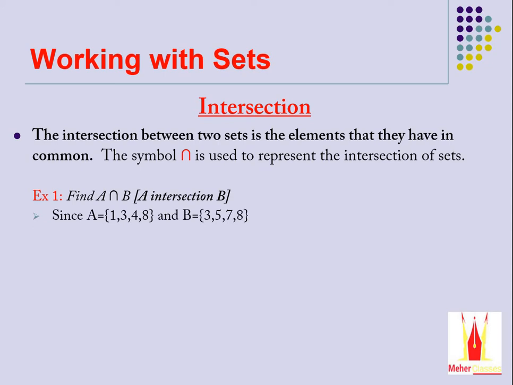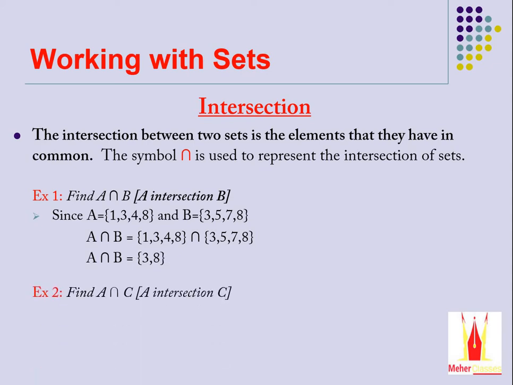As earlier, we have 1, 3, 4, 8 in A and 3, 5, 7, 8 in B. I want to find out A intersection B. So we just need to think about what elements are common in A and B. 3 and 8 are the only elements that are common in A and B. So A intersection B would be 3 and 8.